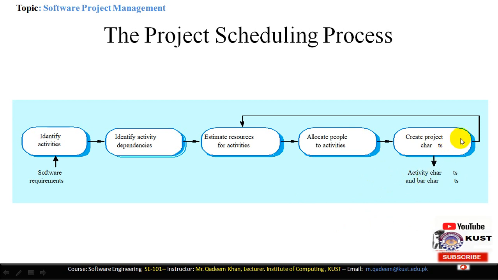So after completing this, this is an iterative process. If this is incomplete or there are certain problems in these activities, then we will perform the iteration again. This is the loop here. So the loop will be performed again here.